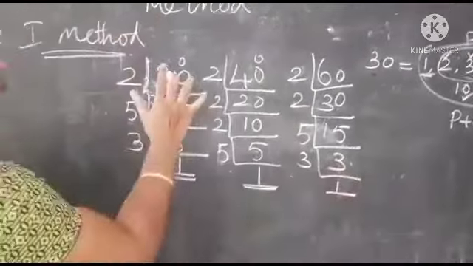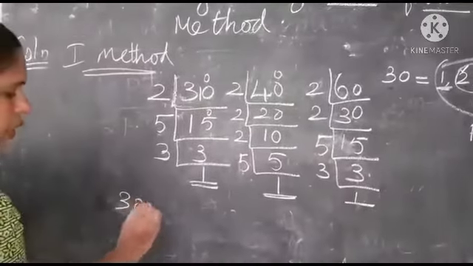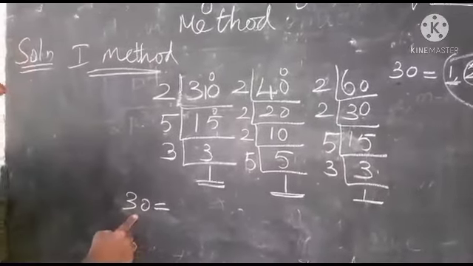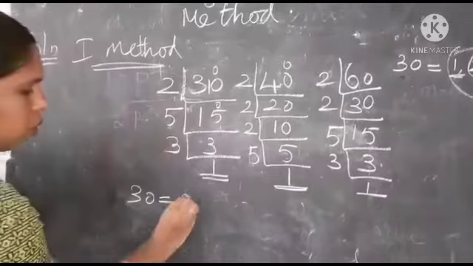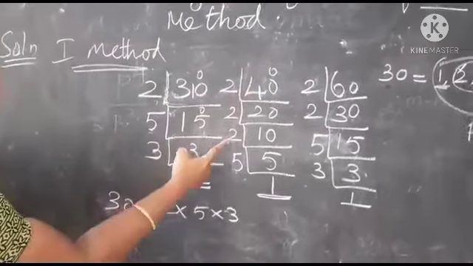So after finishing all the prime factors, we write the factors. First we write the factors of 30. What are the factors of 30 here? 2 into 5 into 3. Next, factors of 40: 2 into 2 into 2 into 5.